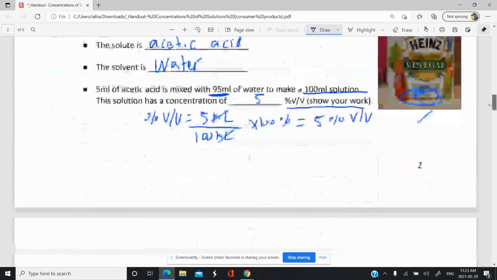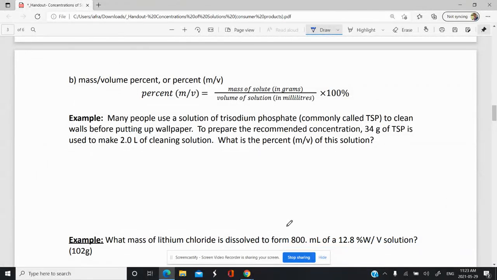In the next video, we're going to take a look at how to do calculations with mass volume percent instead.